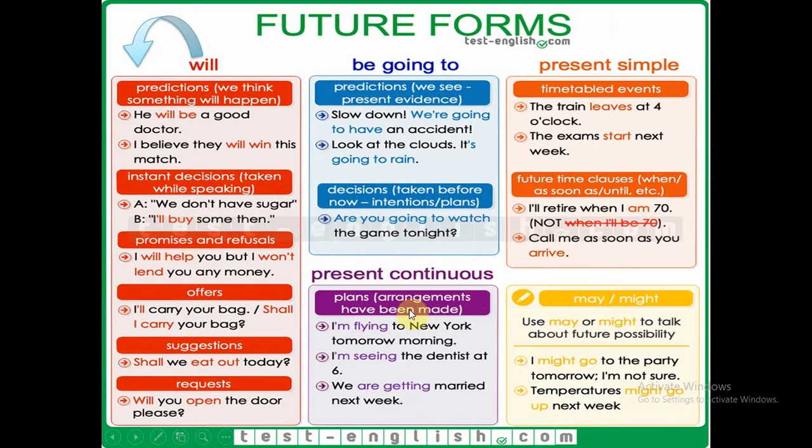But the present continuous is for arrangements. Plans that you arranged and you are ready for. Here it's only about intentions for be going to. The present simple is for timetabled events, a fixed timetable. And of course, with when and the zero conditional that has been mentioned in Unit 7 or 8, maybe.